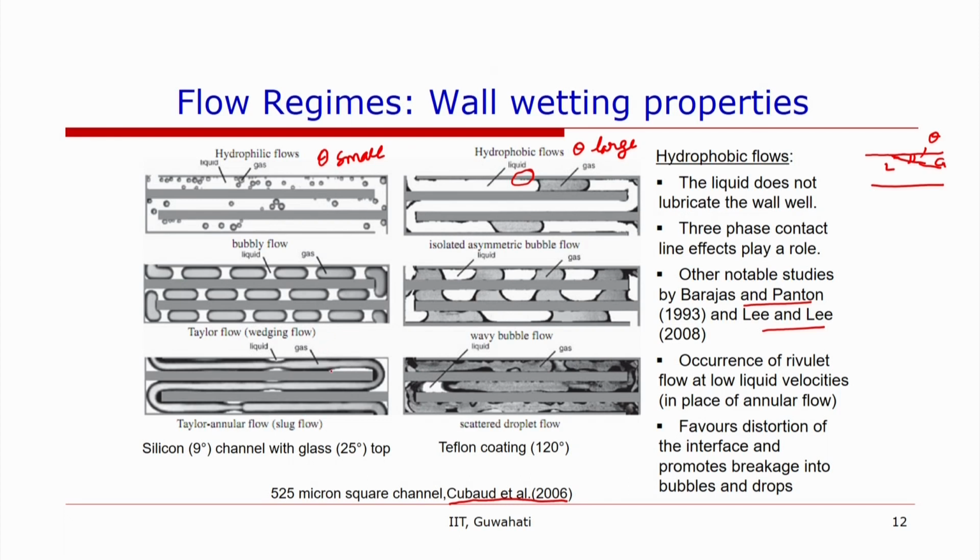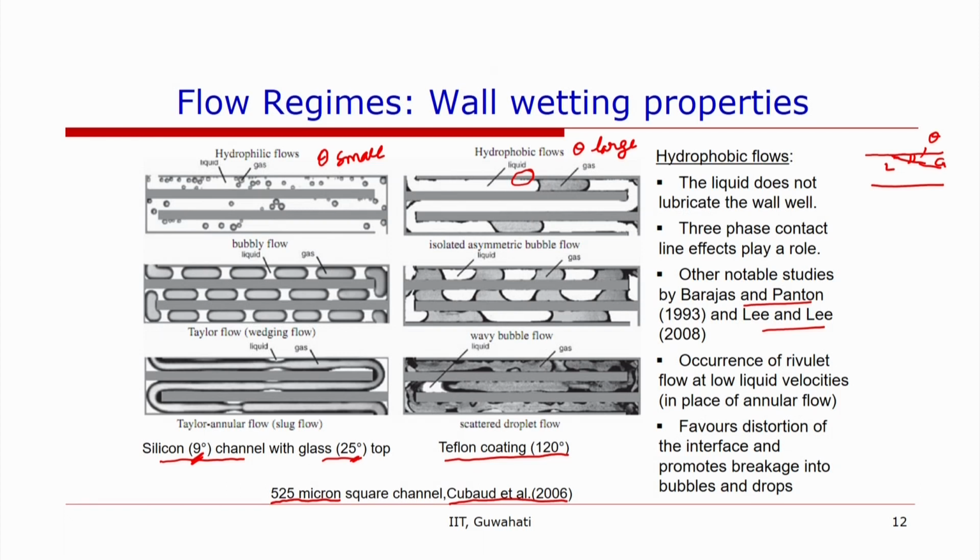Then one has the liquid Taylor annular flow or slug flow, which they observed in a rectangular channel of 525 micron size. The channel is a silicon channel with a glass top. The silicon has a contact angle of 9 degrees, and the glass top has a contact angle of 25 degrees. The other study for hydrophobic channels was done in the same channel, but with a Teflon coating, which has a contact angle of 120 degrees, and one can see the difference in the flow regimes that one gets in these channels.